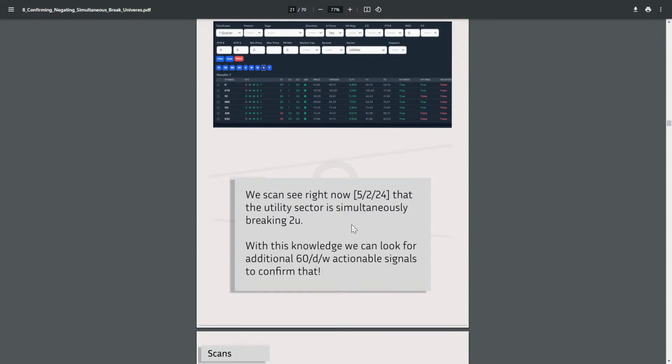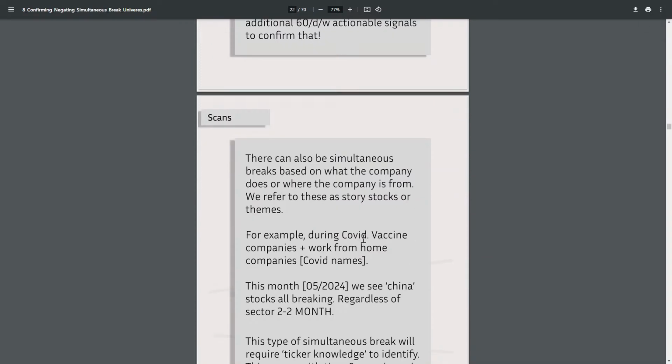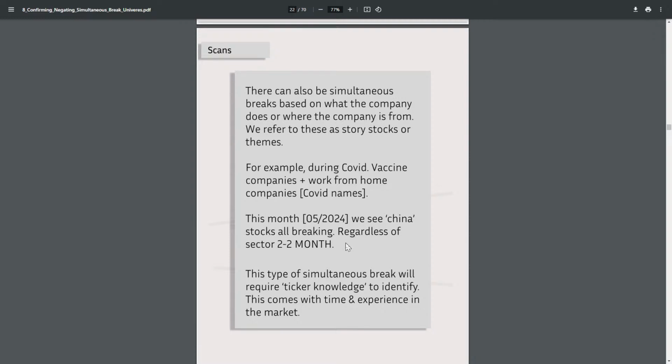Point still the same though. Like, still we can reconfirm looking for lower time frame actionable signals. There can also be simultaneous breaks based on what the company does or where the company is from. And we refer to these as story stocks, or like a market theme.